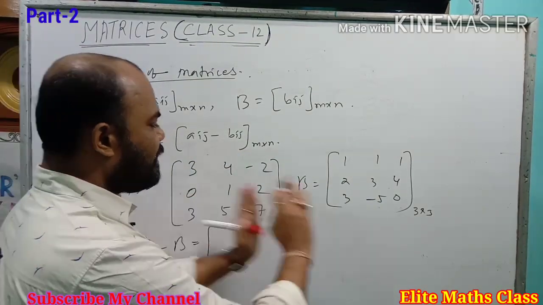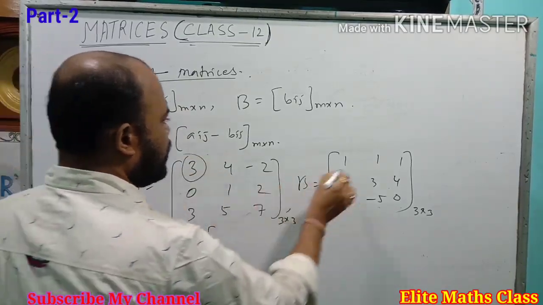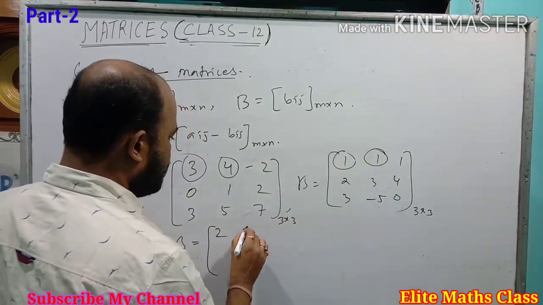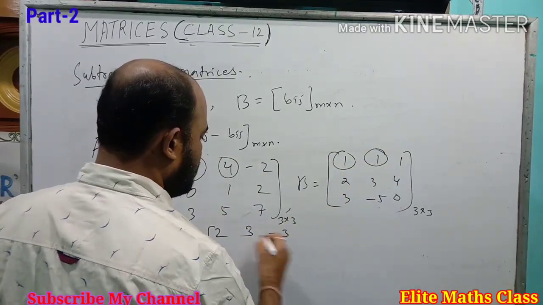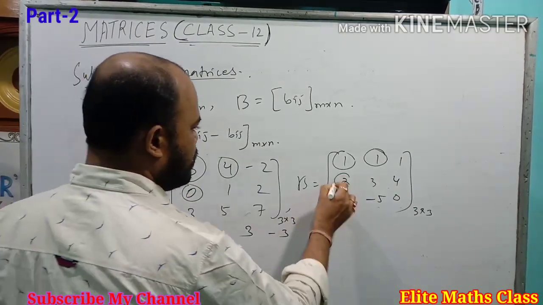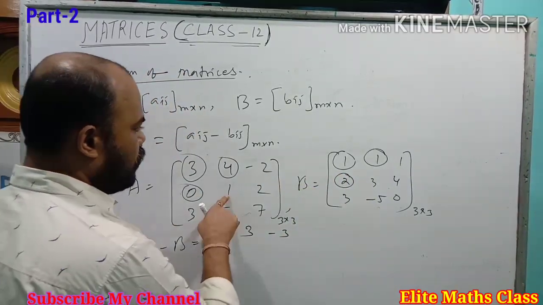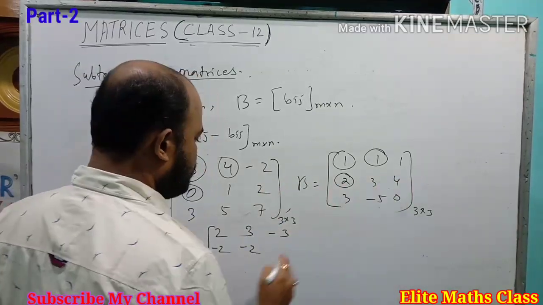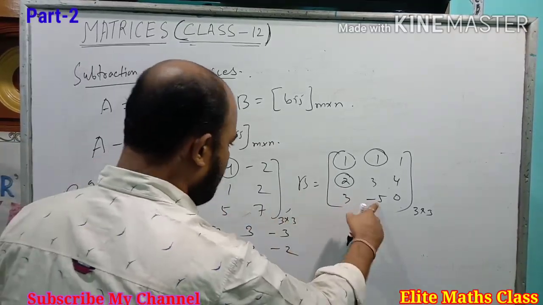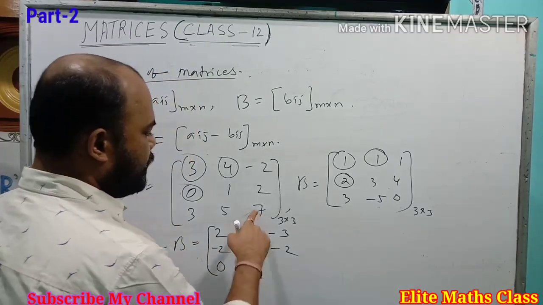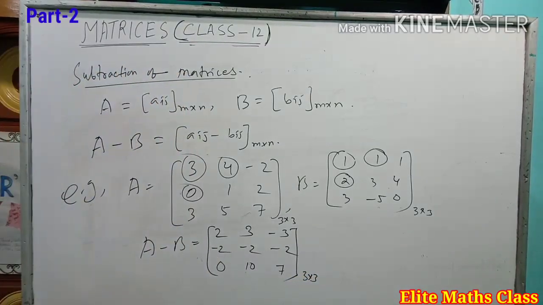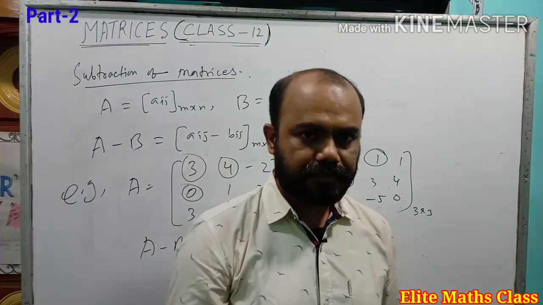Now what will be A minus B? Simply subtract the corresponding elements. Here it is 3 minus 1, which is 2. Here it is 4 minus 1, which is 3. Then minus 2 minus 1, the third element will be minus 3. Now in the second row, the first element is 0 minus 2, so the value will be minus 2. Then 1 minus 3 is minus 2. 2 minus 4 will be minus 2. In the third row, 3 minus 3 is 0. Now 5 minus 5... it is 5 minus minus 5, so it will be 10. 7 minus 0, so the result will be 7. This is another matrix of order 3 by 3. So the subtraction of two matrices is clear.